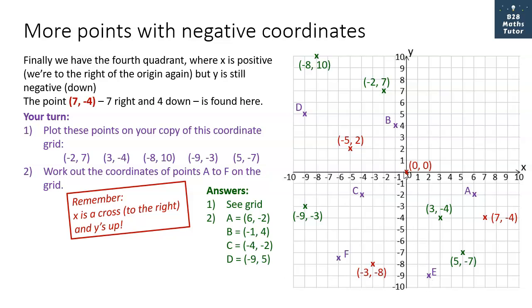E down here is 2 to the right and 9 down, so that is 2 and negative 9. And F is 6 to the left, so negative 6, and 7 and a bit down. Between negative 7 and negative 8, midway between, so it's negative 7.5.